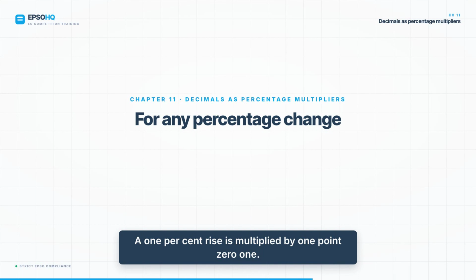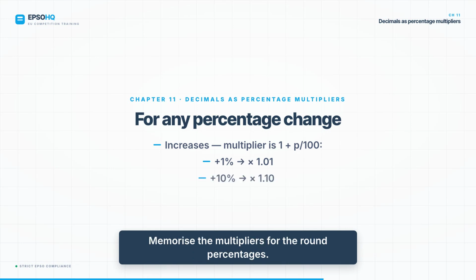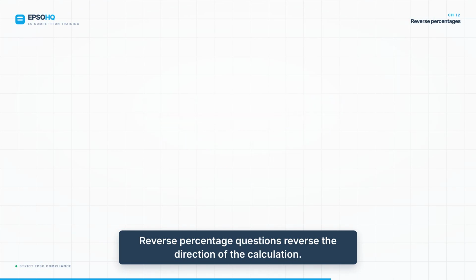A 1% rise is multiplied by 1.01. A 25% fall is multiplied by 0.75. A doubling, 100% rise, is multiplied by 2. Memorize the multipliers for the round percentages. They turn arithmetic into a single multiplication, and they make successive changes effortless.